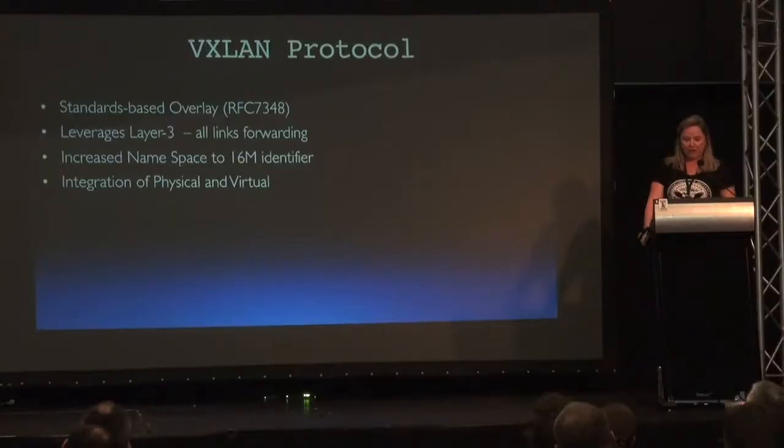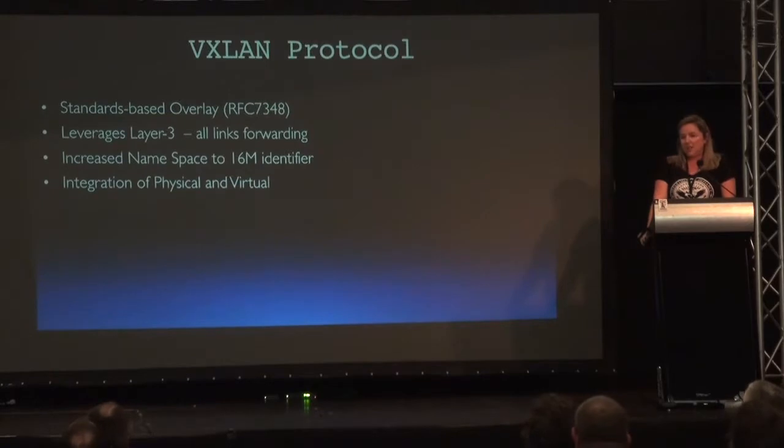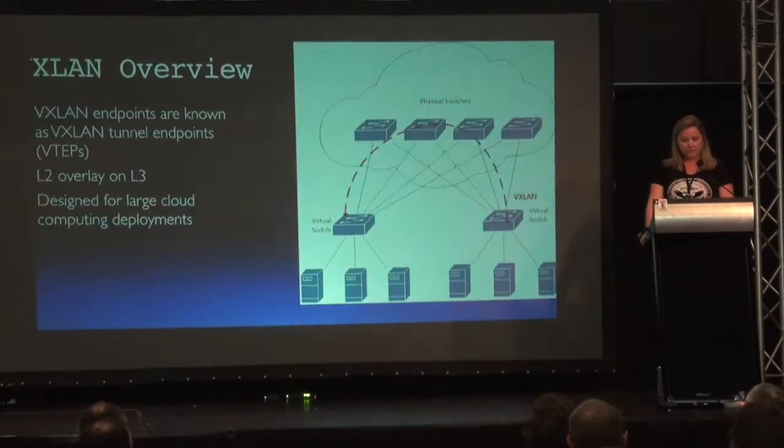So the VXLAN protocol is a standards-based overlay protocol, RFC 7348. You should go read it. It's really interesting. It leverages layer 3, so underneath everything's layer 3. We don't have to worry about spanning tree, and then it creates a layer 2 tunnel over the top. It has an increased namespace, so it has 16 million identifiers as opposed to VLANs, which are 4,094. And it's an integration of physical and virtual worlds.